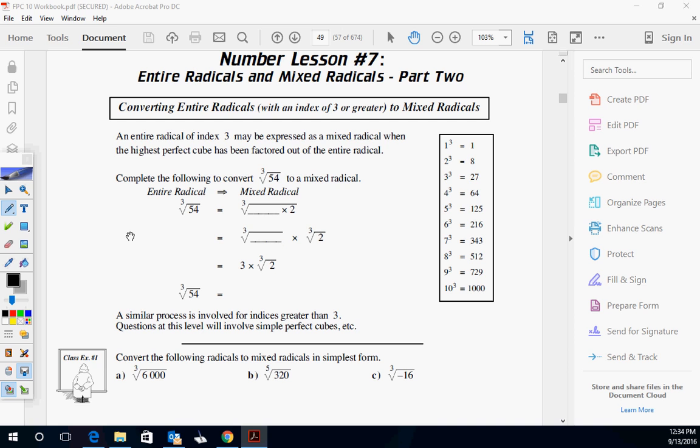Unit 1 lesson 7, so last radicals lesson we have. Okay, so now we're converting entire radicals with an index of 3 or greater to mixed. So we're just breaking down the higher level ones, focusing on cubic, fourth roots, all those types of things.